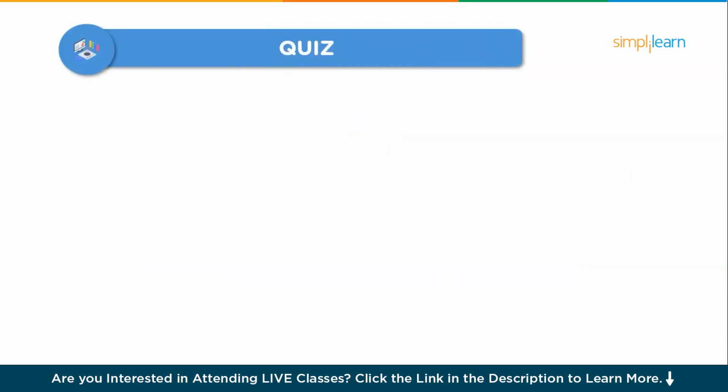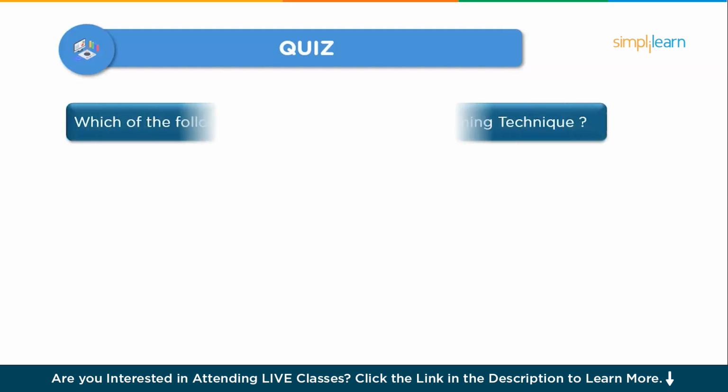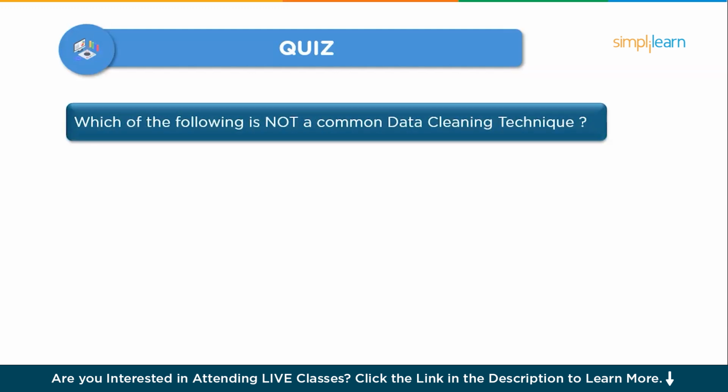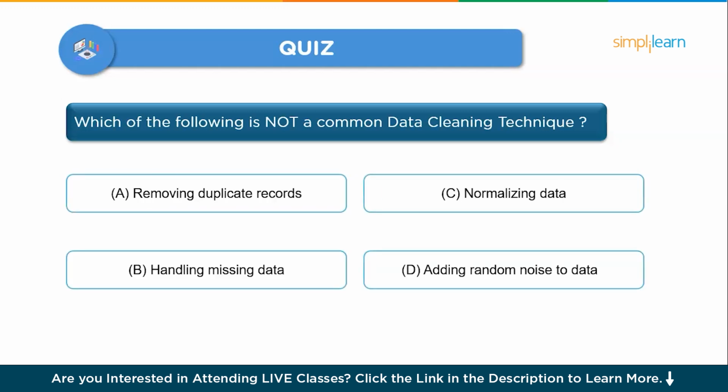Here is a question for you guys. I hope everyone will comment on your answer in the chat section, and let's see how many of you have really understood the topic. So the question is, which of the following is not a common data cleaning technique? And here are the options: removing duplicate records, handling missing data, normalizing data, and adding random noise to data. I will allot a time of 1 minute for you guys to answer this.